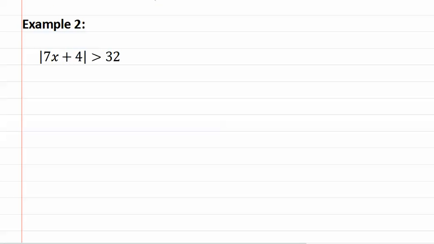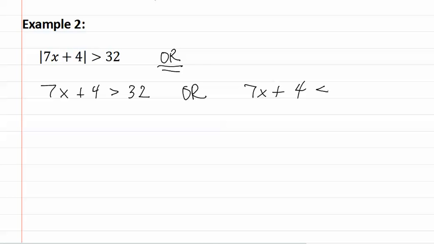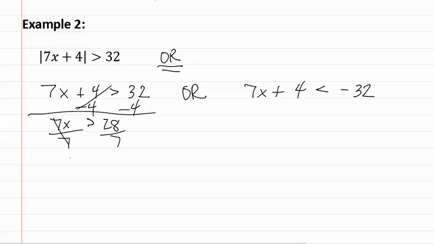Here's example 2. It is also a greater than question, so it's an OR problem. Let's start by writing it as 7x plus 4 is greater than 32, or 7x plus 4 is less than negative 32. Let's start solving. Subtract 4 from each side, giving you 7x is greater than 28. We divide each side by 7, which gives us x is greater than 4.